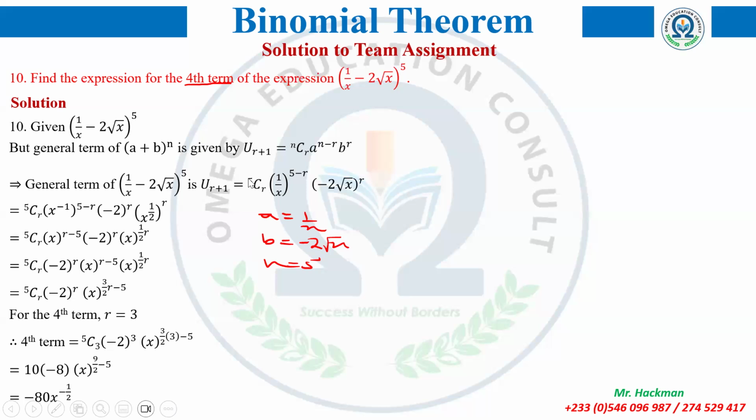So you are in a good position to carry out your substitution. It will be 5 combination r into your A. A is 1 over x to the power, we said n minus r, so 5 minus r, into your B. Your B is the whole of minus 2 root of x, all to the power r. So at this point, your algebra, we are going to make use of indices.